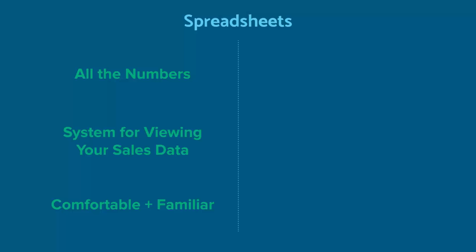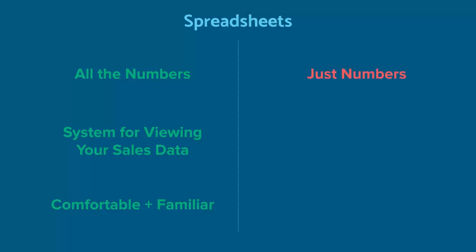So it's completely logical that a sales team would start tracking their stuff using a spreadsheet, especially when they're just getting started or they're small and they're growing. But the more your sales team grows and matures, you start to run into problems and limitations with spreadsheets, some of which you're probably experiencing right now.